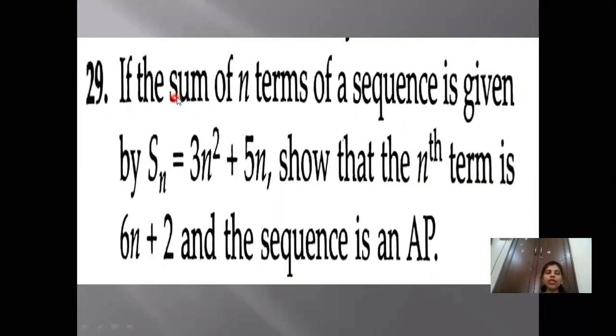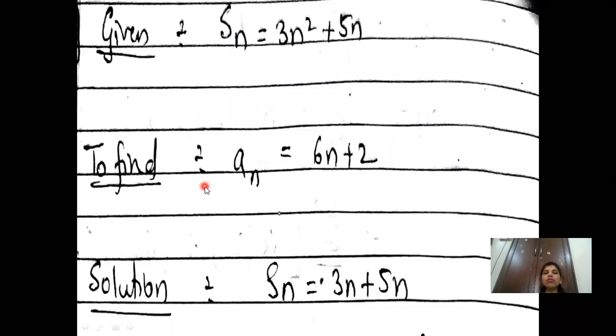In the next sum, if you read the question, it says, if the sum of n terms of a sequence is given by Sn is equal to 3n square plus 5n, show that the nth term is 6n plus 2 and the sequence is an AP. You have to prove that it is an AP. So when Sn is given in the form of an equation and you have to find the nth term, always remember, first write the given thing and we have to find an value as 6n plus 2. To show it, not to find, it's to show.